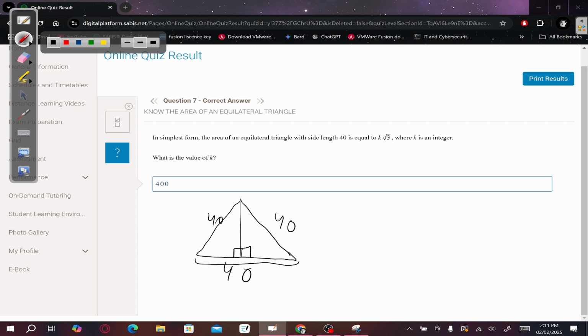Okay, now we're gonna split it up, as I said. What we're gonna do now is, when we cut an equilateral triangle in half, you get two semi-equilateral triangles. You're gonna have a special triangle called a 30, 60, 90 triangle. So in this case, this would be 30, 60, 90, and this would be the 60.